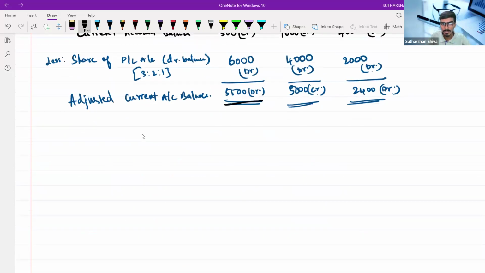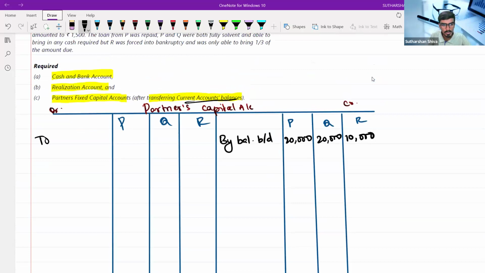They say after transferring current account balance, you should prepare partners' fixed capital. So these balances will be shown on the respective accounts. What are the respective accounts we will show? It is on the debit side 5,500, debit side 2,400 I need to show. I will write down to current account, in brackets giving working note 1. Here I will put 5,500. Here I will put 2,400.